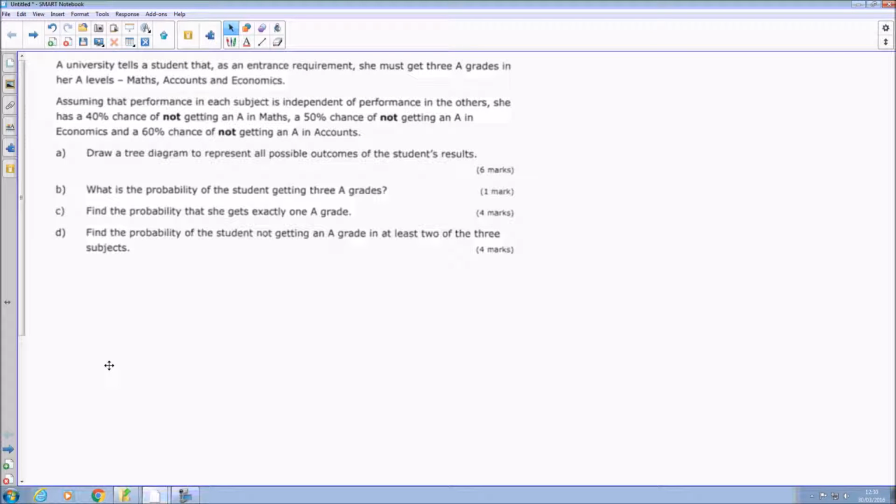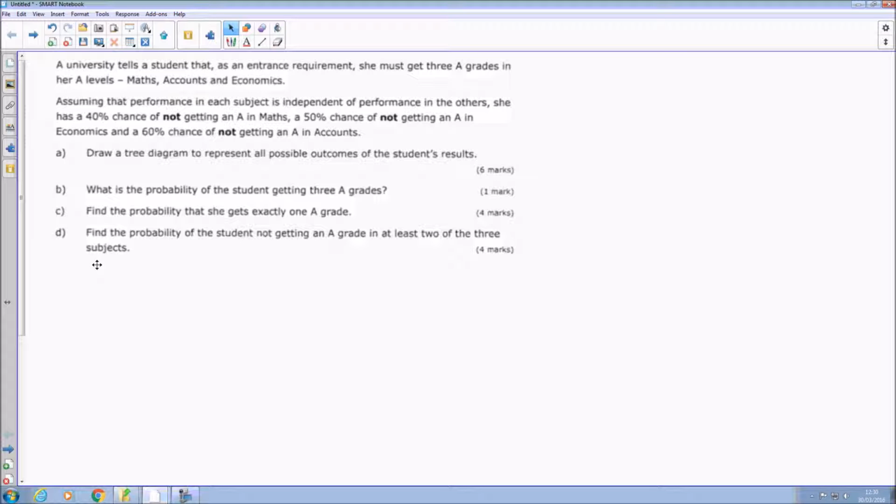So we can see from the problem that a student must get 3 A grades in her A levels: maths, accounts and economics. We can assume that performance in each subject is independent of performance in any other subject. And we can see that she has a 40% chance of not getting an A in maths, a 50% chance of not getting an A in economics, and a 60% chance of not getting an A in accounts.